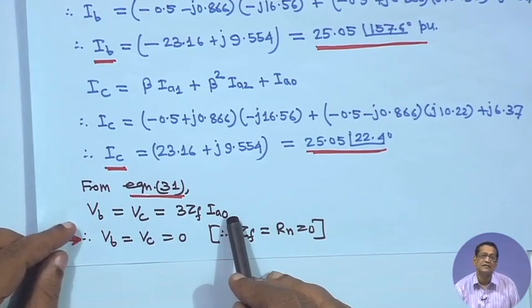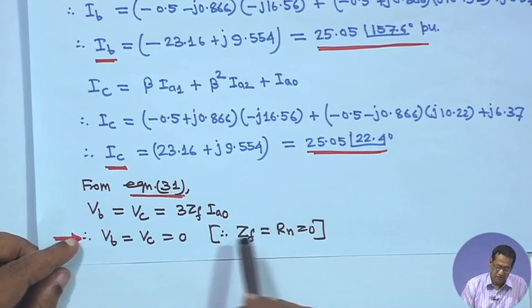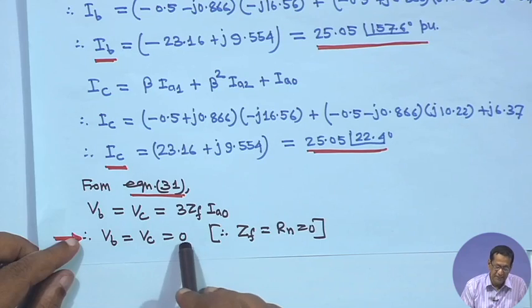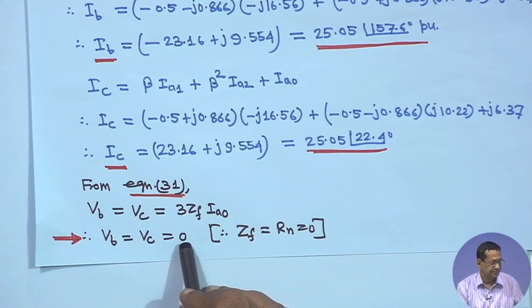Now, from equation 31, VB is equal to VC is equal to 3ZF IA0. This we have seen for double line to ground fault. But ZF is equal to RN is equal to 0, that means VB is equal to VC is equal to 0.